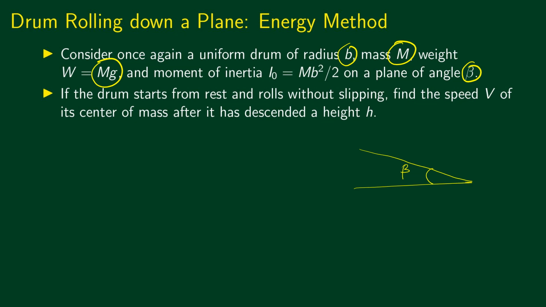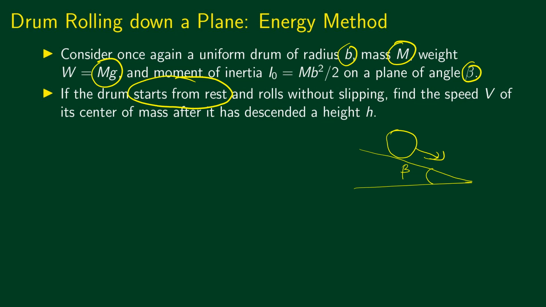It's on an inclined plane. So you have got a drum like this on an inclined plane, moving like that. The drum starts from rest and rolls without slipping. The initial condition is given: it starts from rest. Initial velocity can be taken as 0.